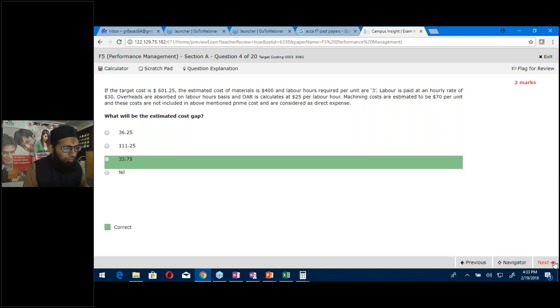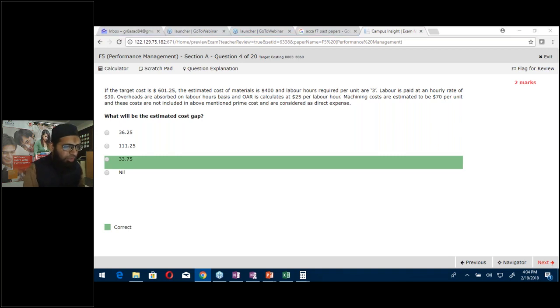Now this is the question on target costing, and we have been asked what will be the estimated cost gap. In the question we have been told that the target cost is 601.25, the estimated cost of material is $400, labor costs required per unit are 3 labor hours paid at an hourly rate of $30. That means the labor cost is $90. And the OAR is $25 per labor hour. The machining cost is $70 per unit.